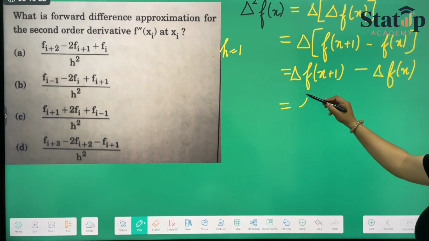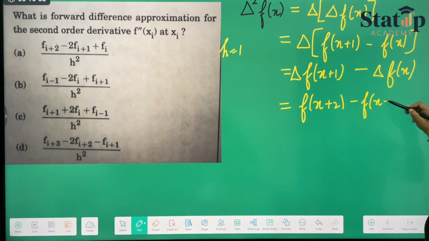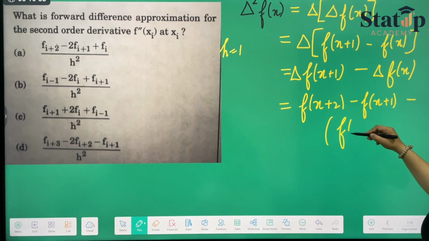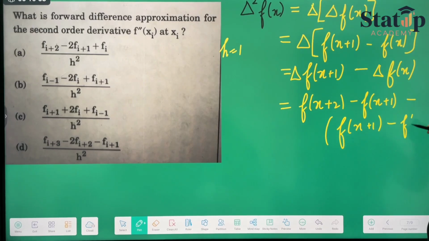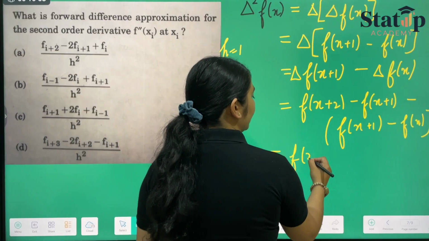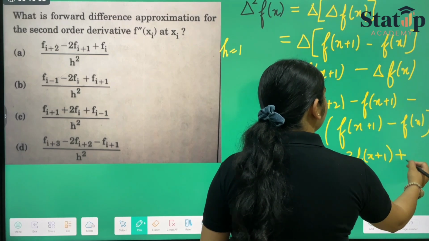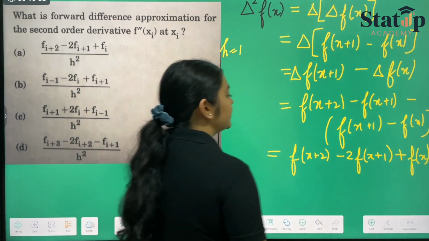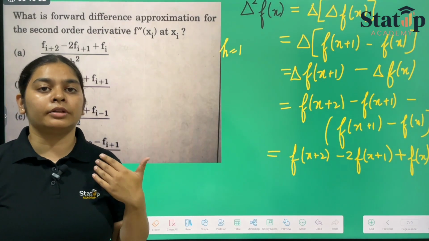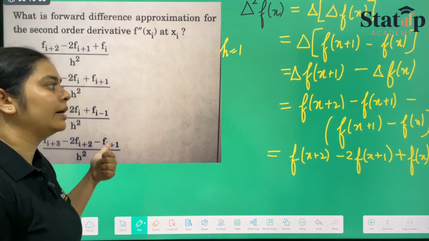Now delta fx plus 1 will be fx plus 2 minus fx plus 1, minus sign. In the bracket it is fx plus 1 minus fx. Right? Here this is fx plus 2 minus 2 fx plus 1 plus fx. This is the second order relation. First order, second order and the third order. This should be thorough with all of you, so that in the examination you don't have to derive this much and waste your time. Instead you can directly see the result.